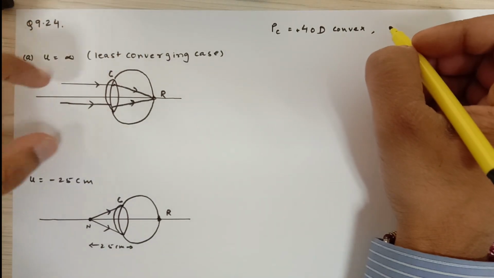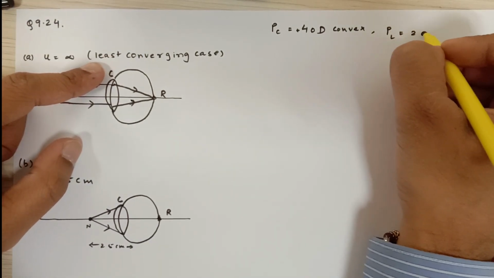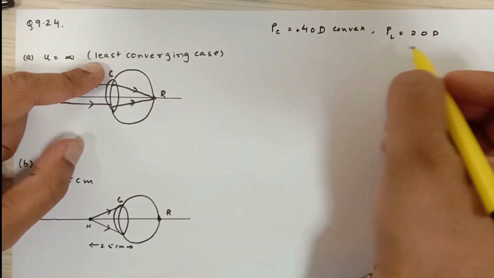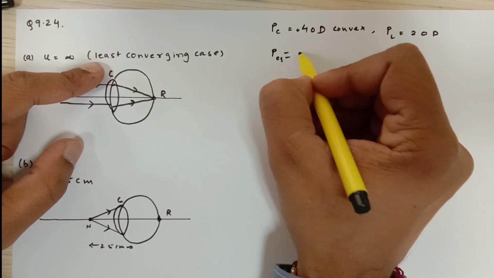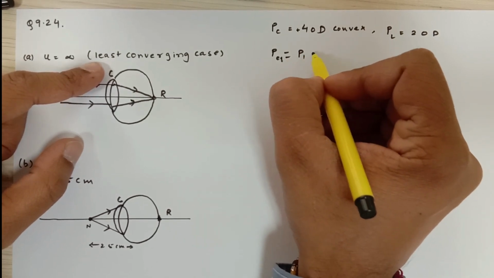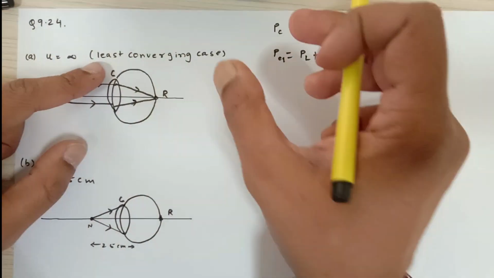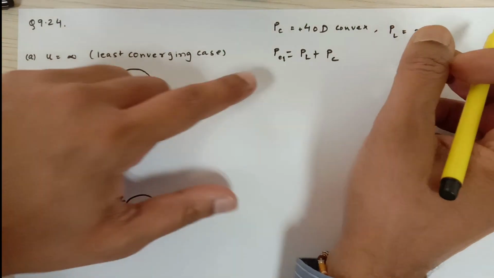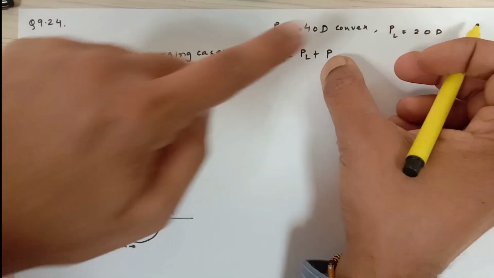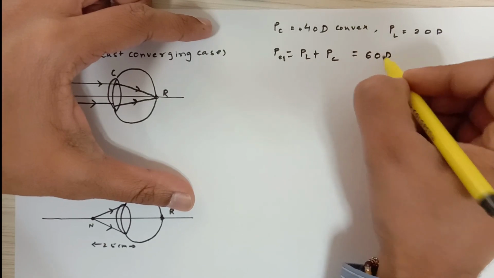So this is the case where the converging is the least, and the power of the lens in this case is 20 diopters. So I'm going to use this formula: equivalent power is equal to the power of the lens plus the power of the cornea. If we are given two lenses, then the equivalent power is equal to the sum of their powers. Since both of these are convex lenses, the equivalent power is going to be 60 diopters.